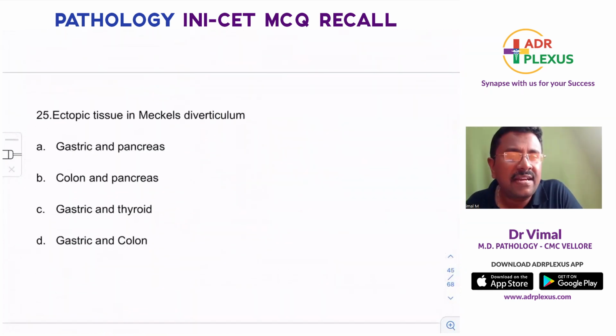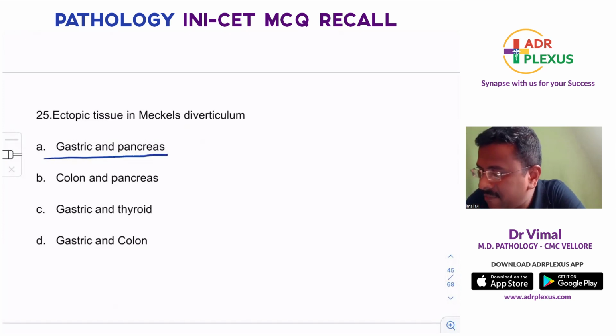Then, this is a straightforward question. Ectopic tissue in a Meckel's diverticulum, that is ectopic normal tissue in an abnormal site. We call that a choristoma, no? Yes, choristoma is the normal tissue in an abnormal site. Yes, so the commonest tissues which you can see in a Meckel's diverticulum, it is a straightforward one. And out of these four options, gastric and pancreas, colon and pancreas, gastric and thyroid, gastric and colon, the correct answer is gastric and pancreas. This is a quite straightforward question.